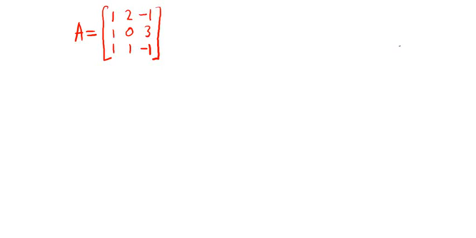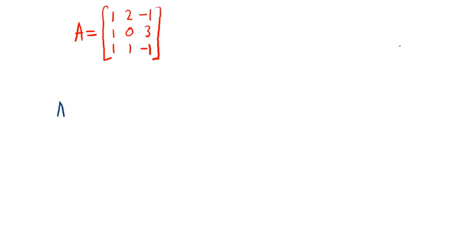Hi, let's look at how we can come up with the inverse of a 3 by 3 matrix. We are given this matrix here in terms of A. To simplify everything, we are going to use the formula for the inverse of a 3 by 3 matrix, but of course this one is in terms of A.